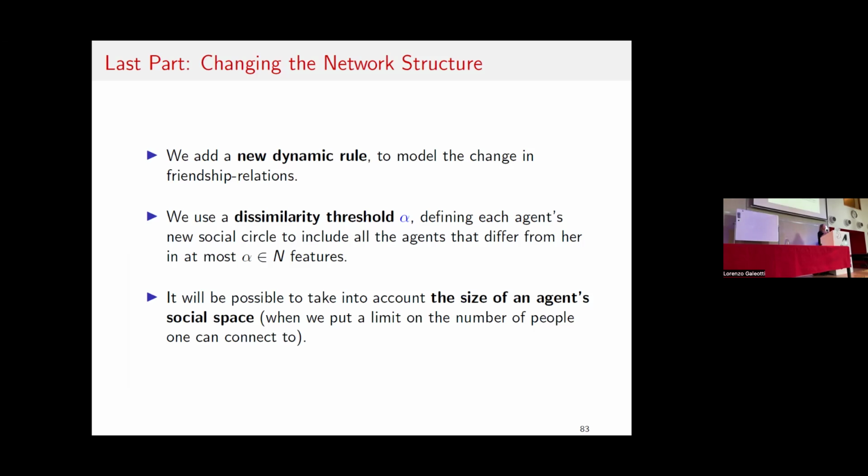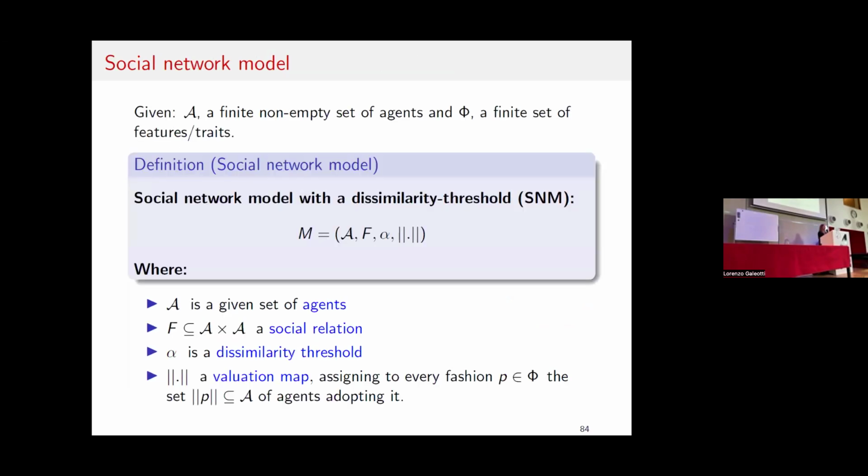If you do that, then you can start combining the two dynamic rules. One is the one in which I adopt a new feature at the next round, and the other is when I'm changing the network structure at the next round. So I can combine two types of dynamics. Another fun thing you can do is to say, maybe agents have a limit on how many friends they can add to their social circle. So you can put a size on the maximum number that agents could have, which is something that we've modeled.